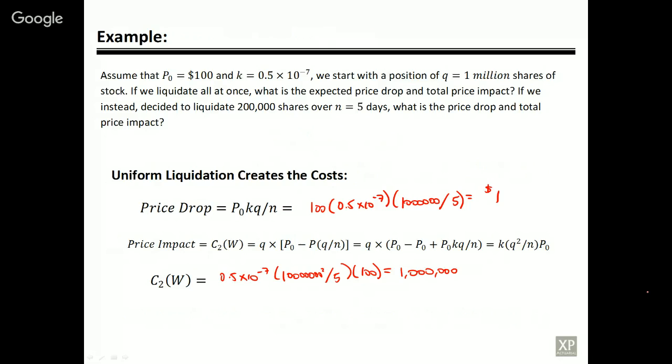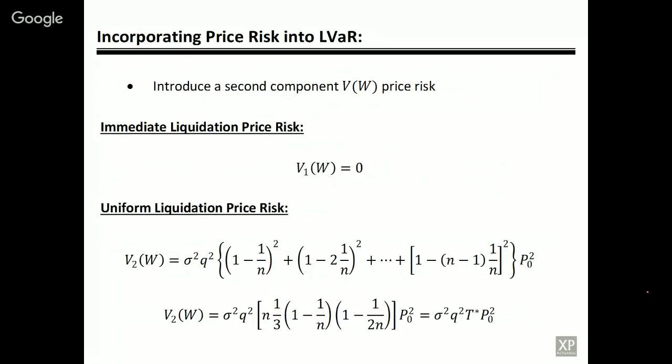So why wouldn't we just always liquidate over a uniform horizon? Well, we also have price risk. So we introduce a second component, VW, called price risk. And this is the risk that price will change over the period of time that we're liquidating over. So if we immediately liquidate our position, the price risk is 0 because we've already liquidated our position. If we want to uniformly liquidate our position, we have to calculate the price risk. And the formula for price risk, VW, is sigma squared Q squared multiplied by this factor here, which we'll call T star, multiplied by P0 squared.